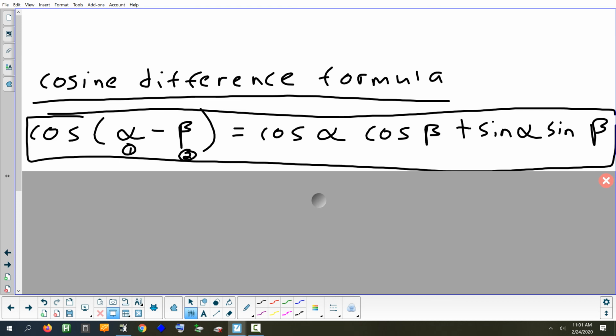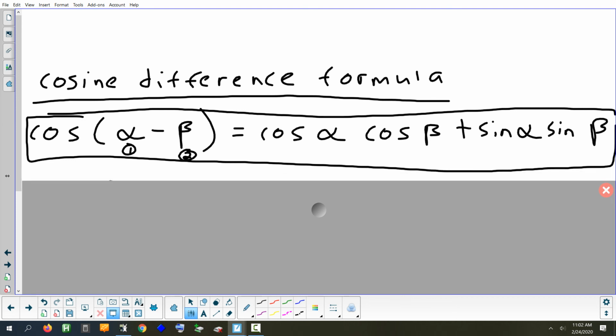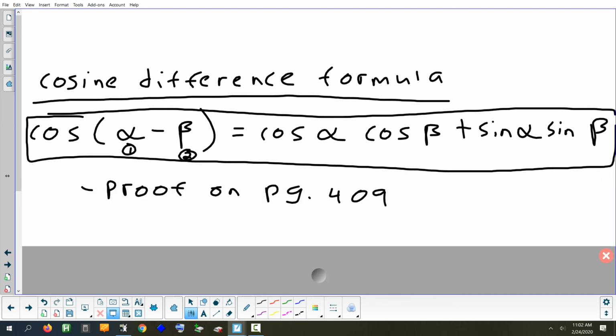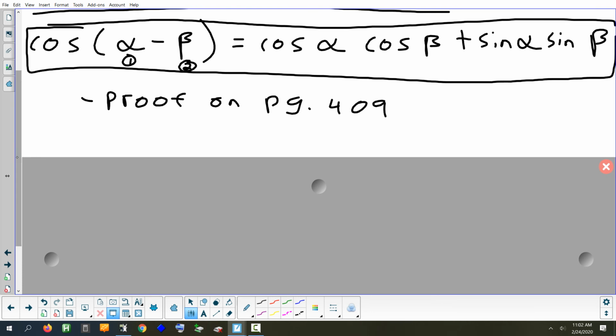You're going to hear me use the words grouped and mixed. Your book doesn't really use those, but I use them. I call this one grouped because all the cosines are grouped together on one side, and all the sines are grouped together on the other side. When I say mixed, it means you have a mixture of sines and cosines in each part. This one's not mixed. Cosines are all together, sines are all together. You'll see one that's mixed in a little bit. Again, the proof of that is on page 409. Not something we're going to go through.